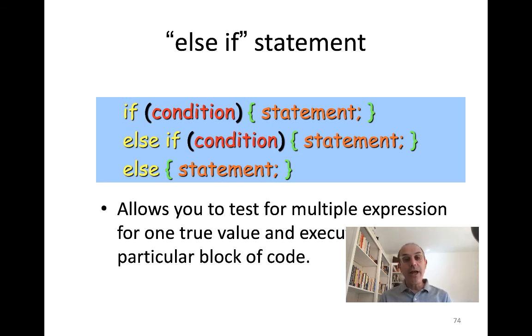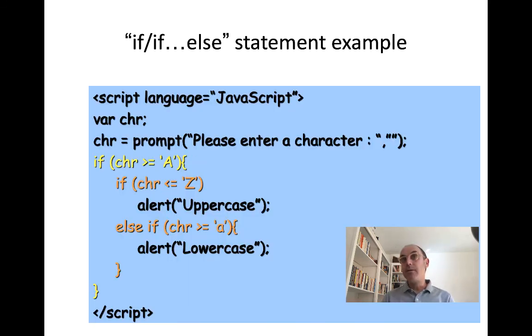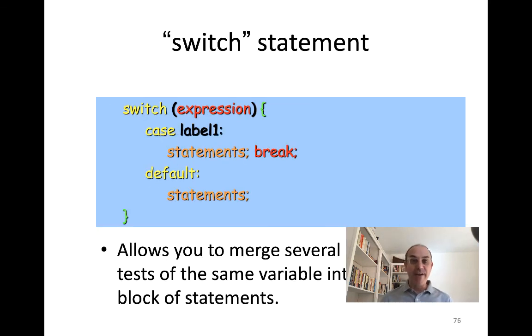So the if condition again allowed us to have multiple expressions leading to one true value and execute a particular block of code. Next is the else if. Else if is the idea that we are declaring a characteristic, in this case a capital A, and we will say if it's smaller than z, else if it is lowercase a. If it's lowercase, we will declare that. And so this is the idea of the else if condition executed in JavaScript.